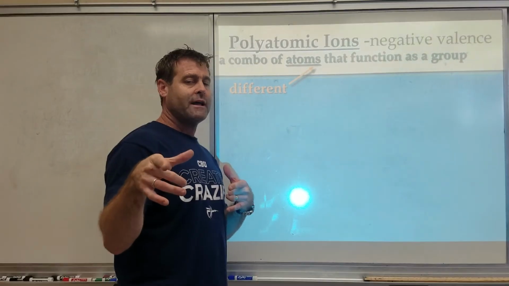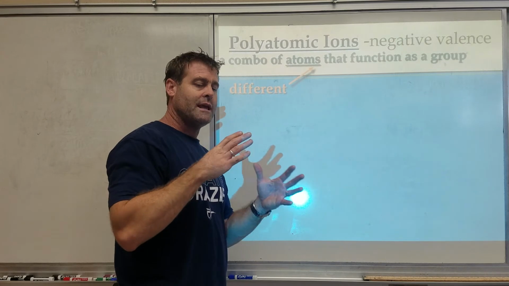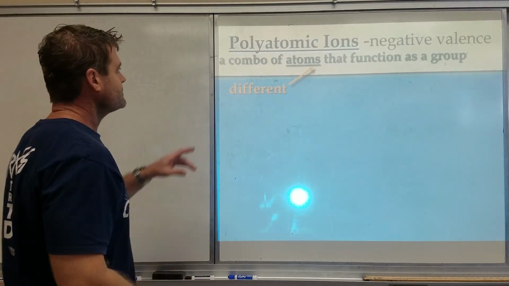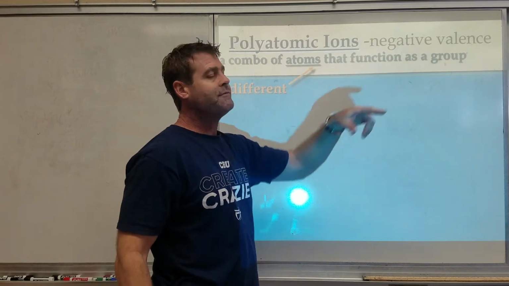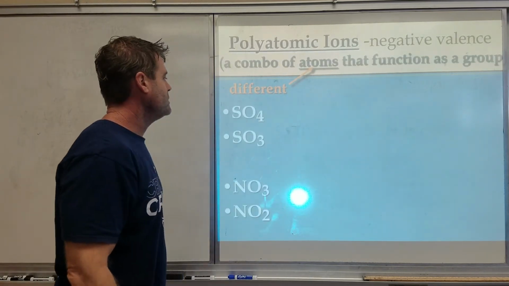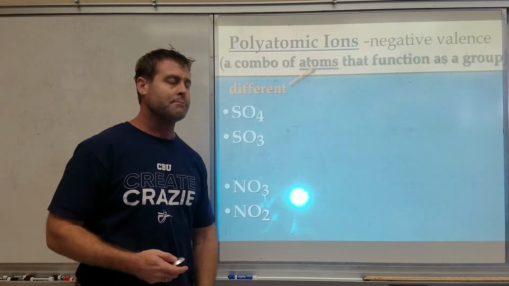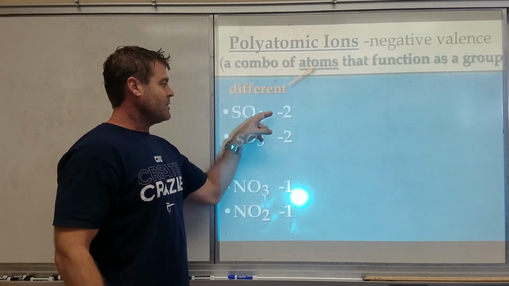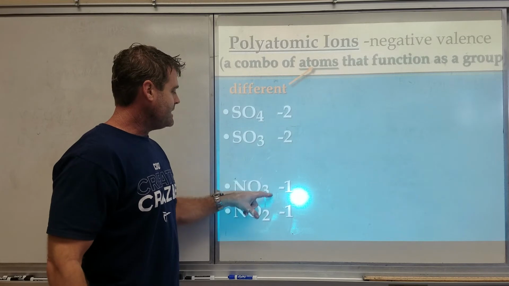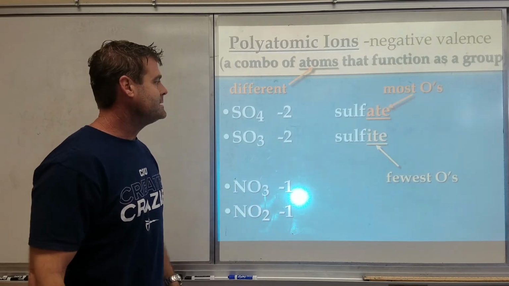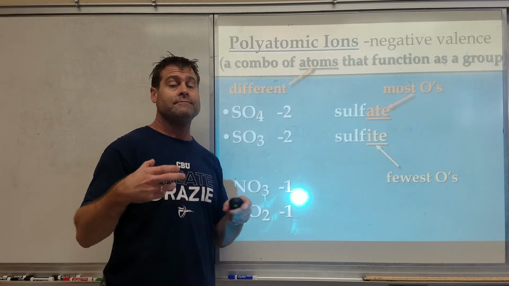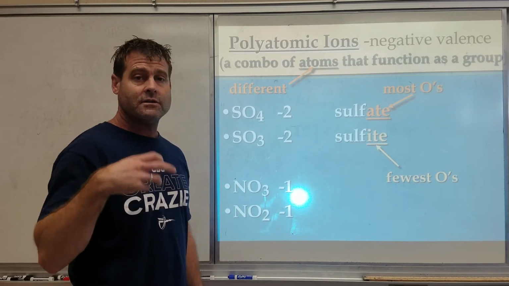I would suggest making flashcards, to get used to what the name is, what the formula is, along with the valence. So polyatomic ions are groups of different atoms that function as a group; they stay together as a group. These would be characteristic polyatomic ions. You look on your valence sheet, these are in the second column, they have a -2 valence. And then these are in the first column, they have a -1 valence.